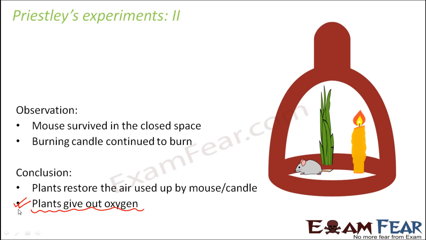Now if you look at the process of photosynthesis, what do you see? During the process of photosynthesis, plants take in carbon dioxide and water in presence of sunlight. They give out glucose plus oxygen. So oxygen is a product during the process of photosynthesis. So this experiment also told that plants give out oxygen. So oxygen is a product from the plant.